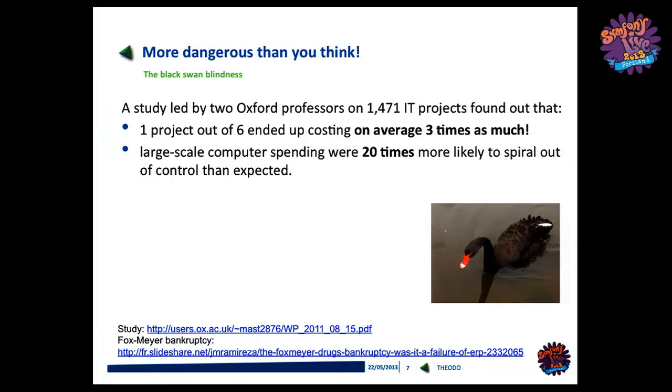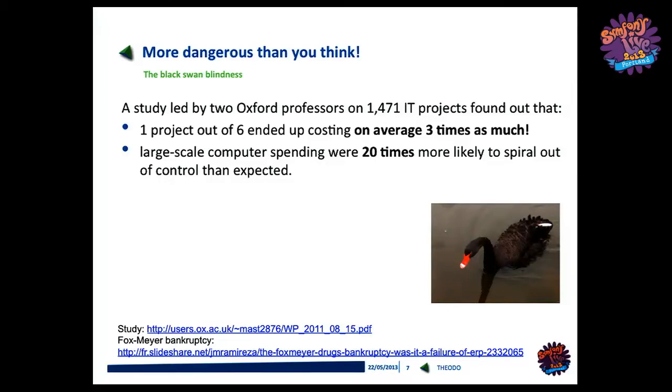And the other interesting aspect is that even if people think they're aware of the risks, they actually measured that the projects were 20 times more likely to spiral out of control than what was expected in the beginning. This is what they called the black swan blindness, which I will explain just afterwards.